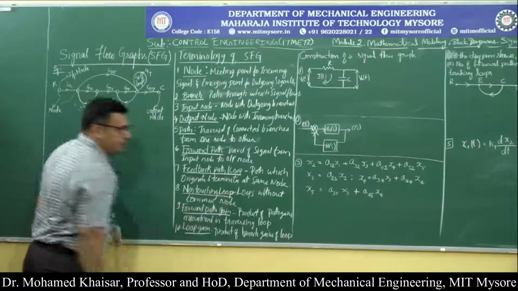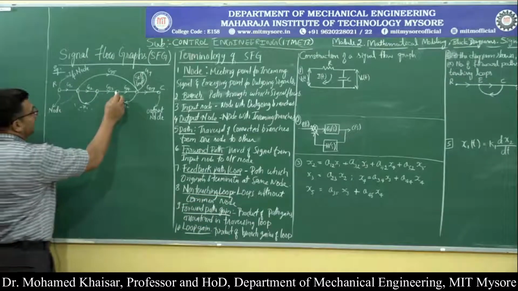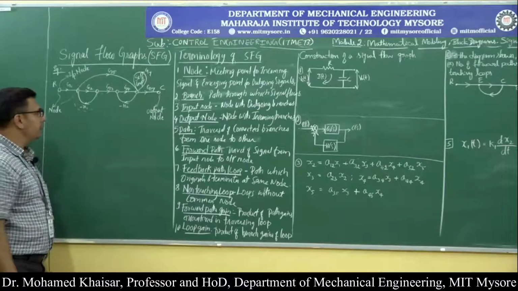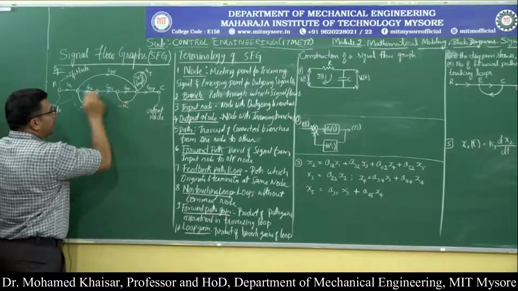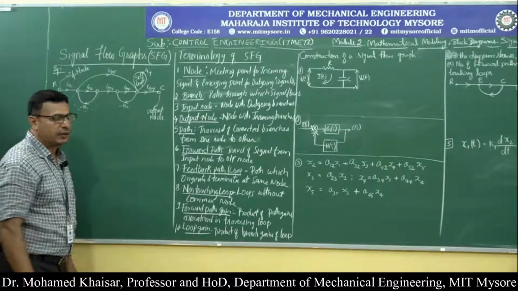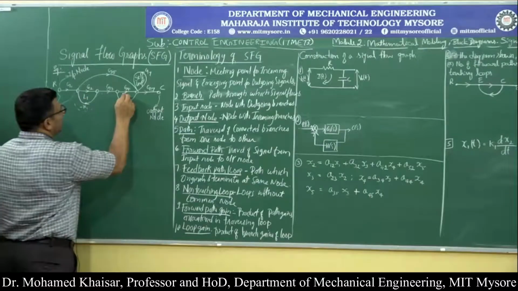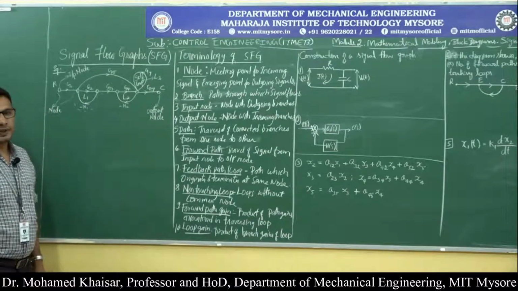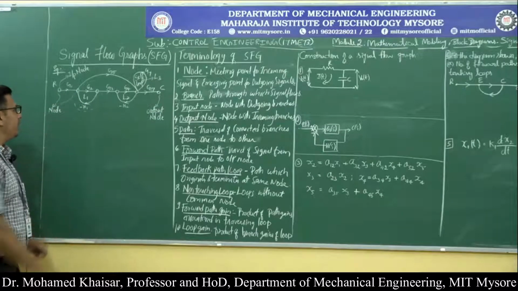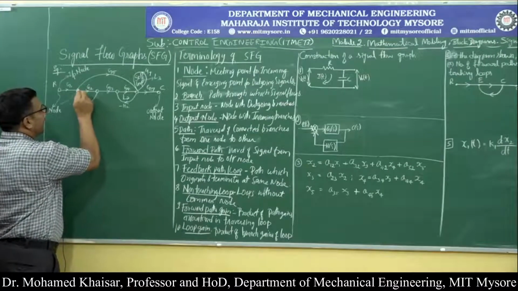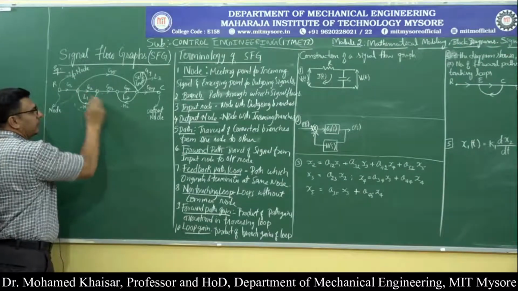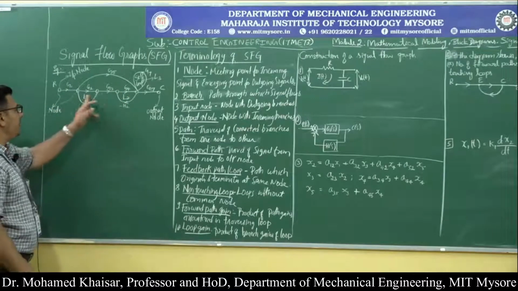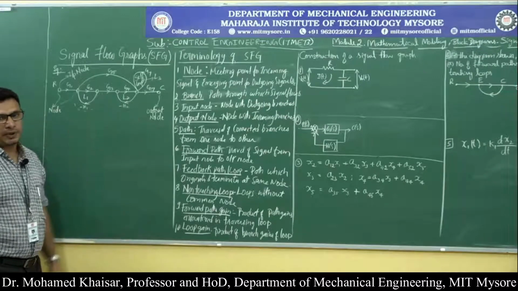What is meant by non-touching loops? This is a loop, this is also a loop. Now, are they touching one another? They are not touching one another. If we call this loop 1, this loop 2 and this loop 3, then loop L1 starts from here, goes till here and comes back, and loop L2 starts here, goes to this node and comes back, meeting at the same node. So, L1 and L2, are they touching? They do not appear to touch.